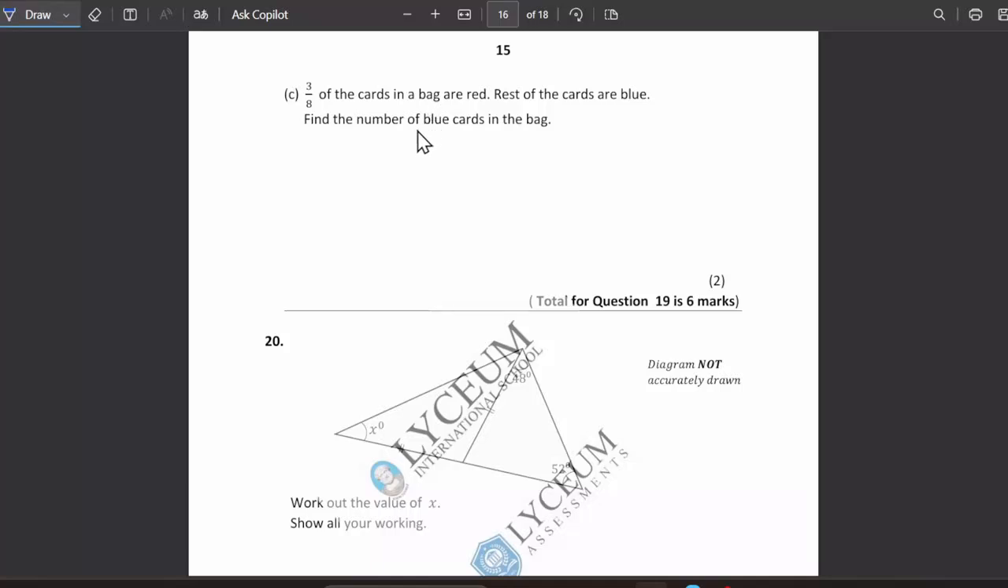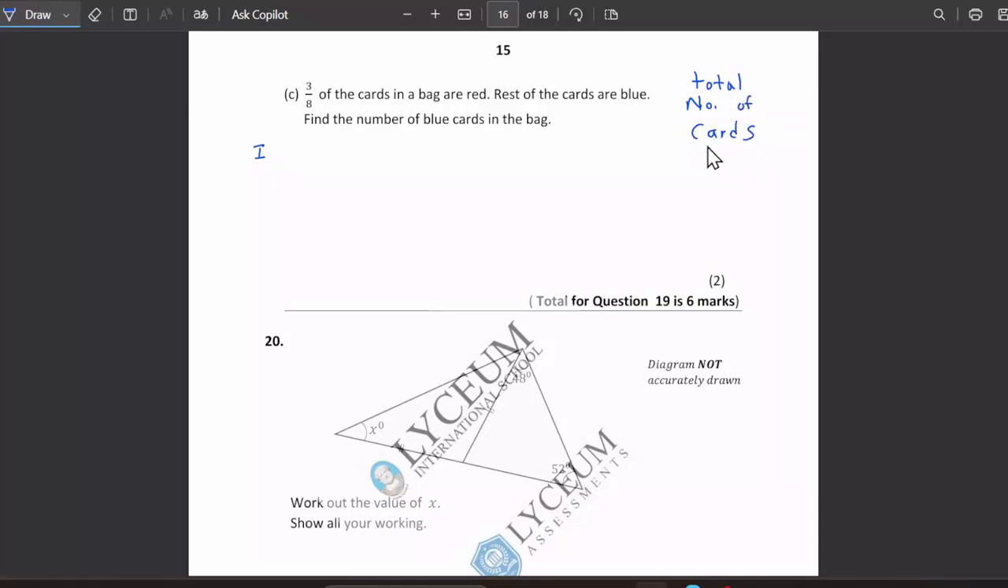are red. The rest of the cards are blue. Find the number of blue cards in the bag. Okay. They haven't given us the total number of cards, they haven't given us this value.